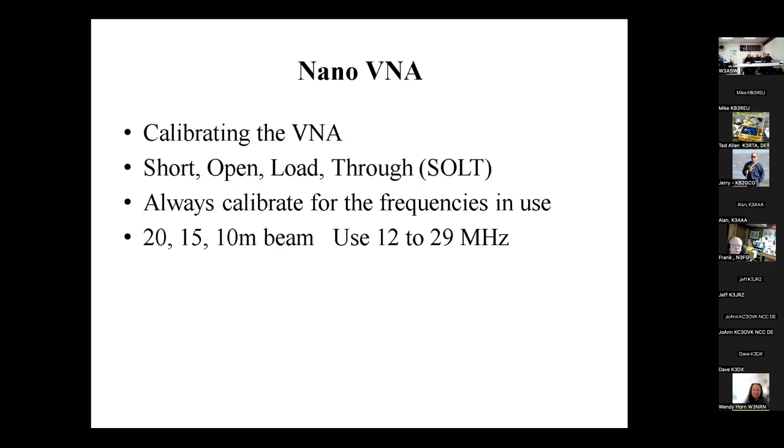You always want to calibrate it to the frequency that you're going to be using. A lot of people say you don't need to do that. I've found that if you're going to resonate something on 20 meters, calibrate it for 20 meters. If you're going to run it like a tri-bander, calibrate it for a little bit lower than the frequency that the tri-bander is on and a little bit higher. So if you wanted to use one for a tri-bander on 20, 15, and 10, probably 12 to 19 megahertz would be fine. Okay.